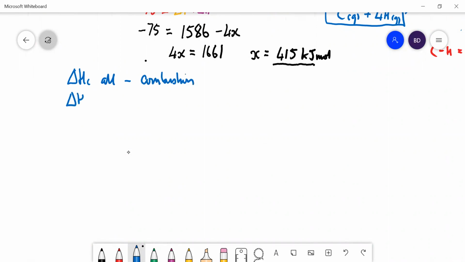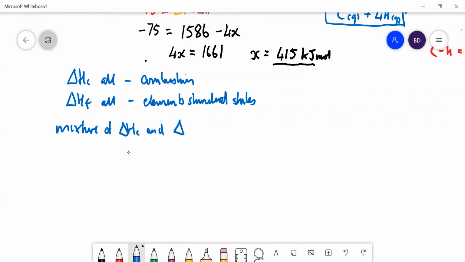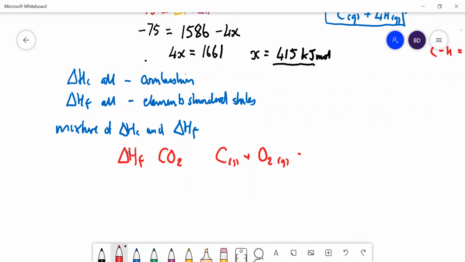If you're given all delta HF, then you use the elements in the standard states one. Sometimes they'll give you a mixture of delta HC and delta HF, and it can be confusing. And usually when they do that, what they're doing is they're trying to confuse you. If you think about what is delta HF for carbon dioxide, what's the equation for that? Well, it is carbon plus oxygen goes to CO2. And that has a value of minus 900 kilojoules per mole.